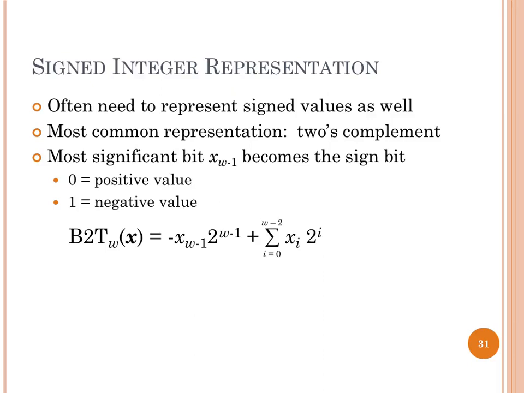Okay? So when the topmost bit is 0, it's a positive number. When the topmost bit is 1, it's a negative number. So we call it the sign bit, right? That's a big shock, but we call it the sign bit.